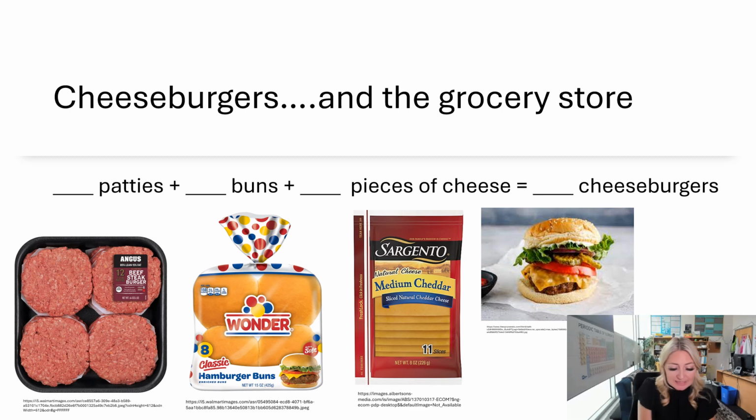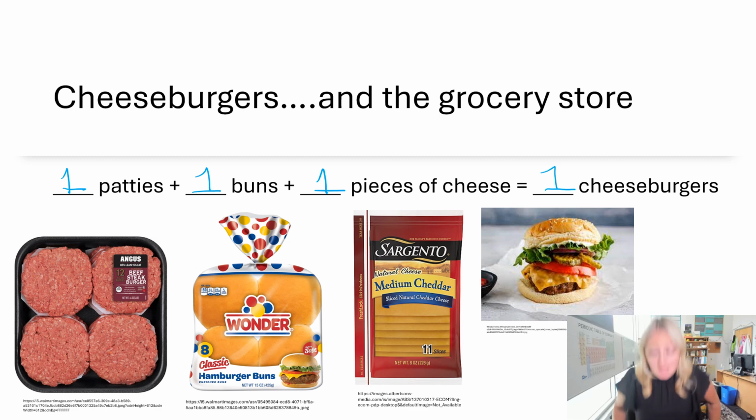I know that each person will need one patty, one bun, one slice of cheese in order to make one cheeseburger. It's a 1-to-1-to-1 ratio, okay? However, when I go to the store to buy these things, they're not sold in packages that are equal to each other, okay? I can buy a package of 12 patties and 8 buns and 11 slices of cheese. That is math I cannot do at the grocery store, people, okay?